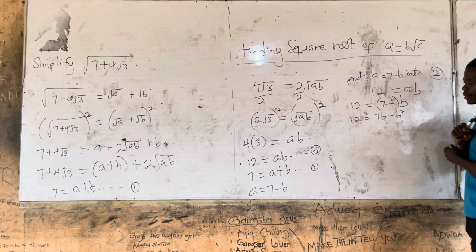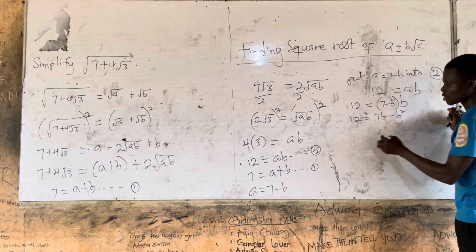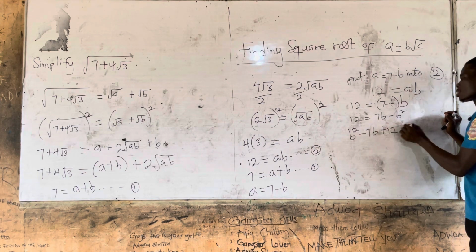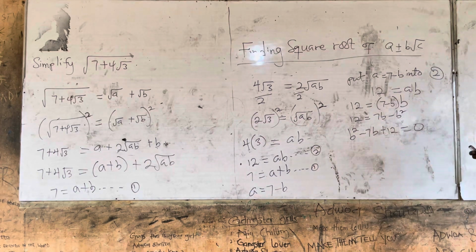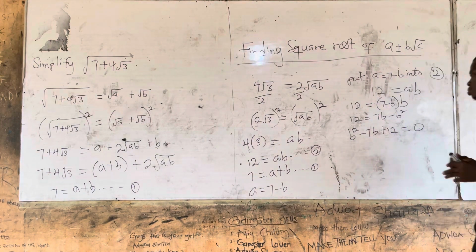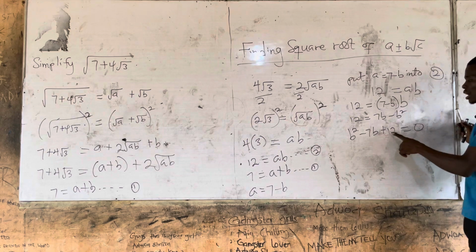So now let's take our time and rearrange the order of the equation. We're going to get b squared minus 7b plus 12 equal to what? 0. So now let's take our time and factorize this. So when we factorize, we have here is what?